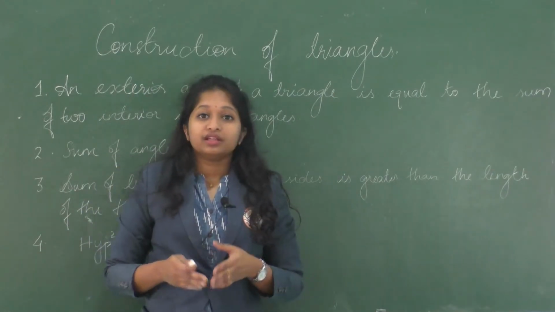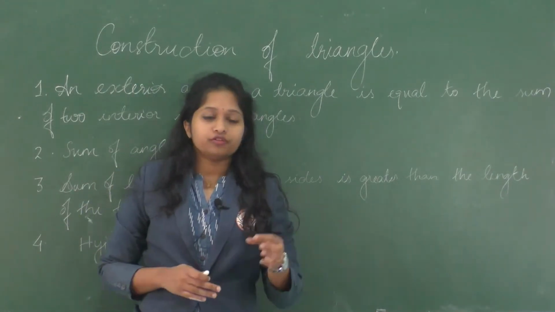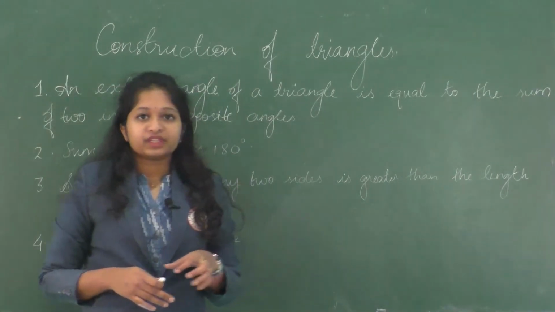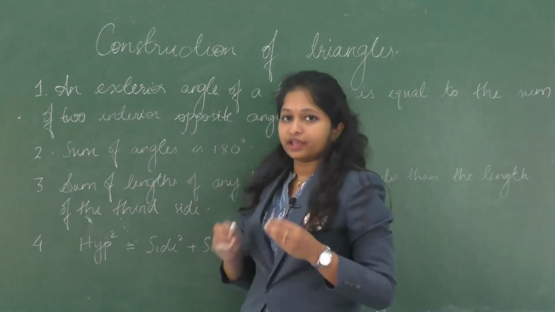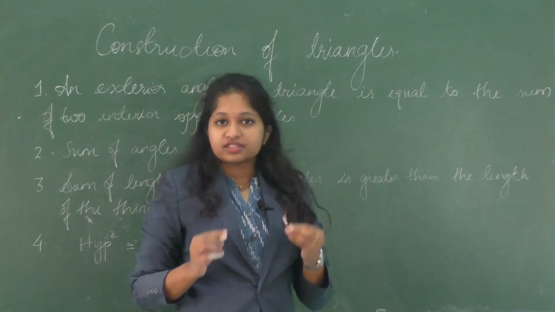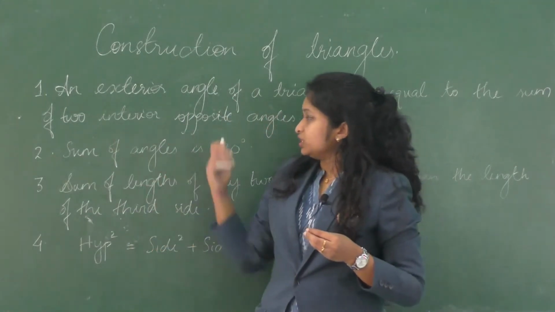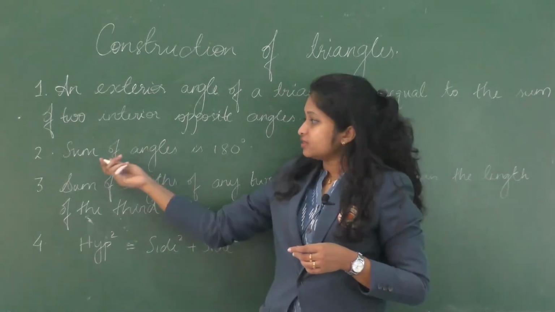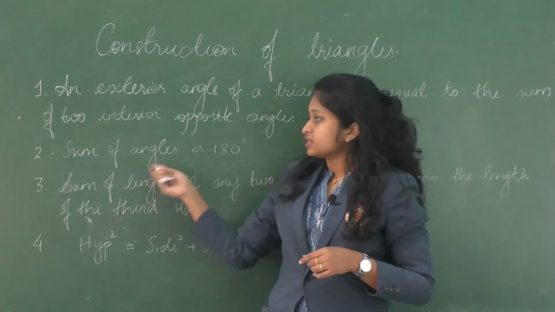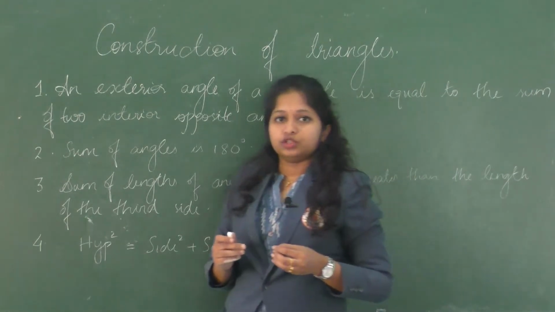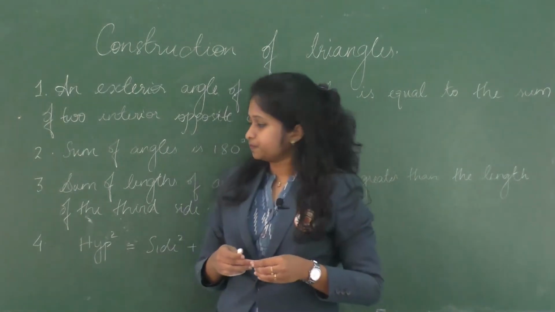Before that, let's move on to the properties of triangles. Okay. So the first property is an exterior angle of a triangle is equal to the sum of the two interior opposite angles. Okay. The second property is the sum of the angles of the triangle is equal to 180 degrees.